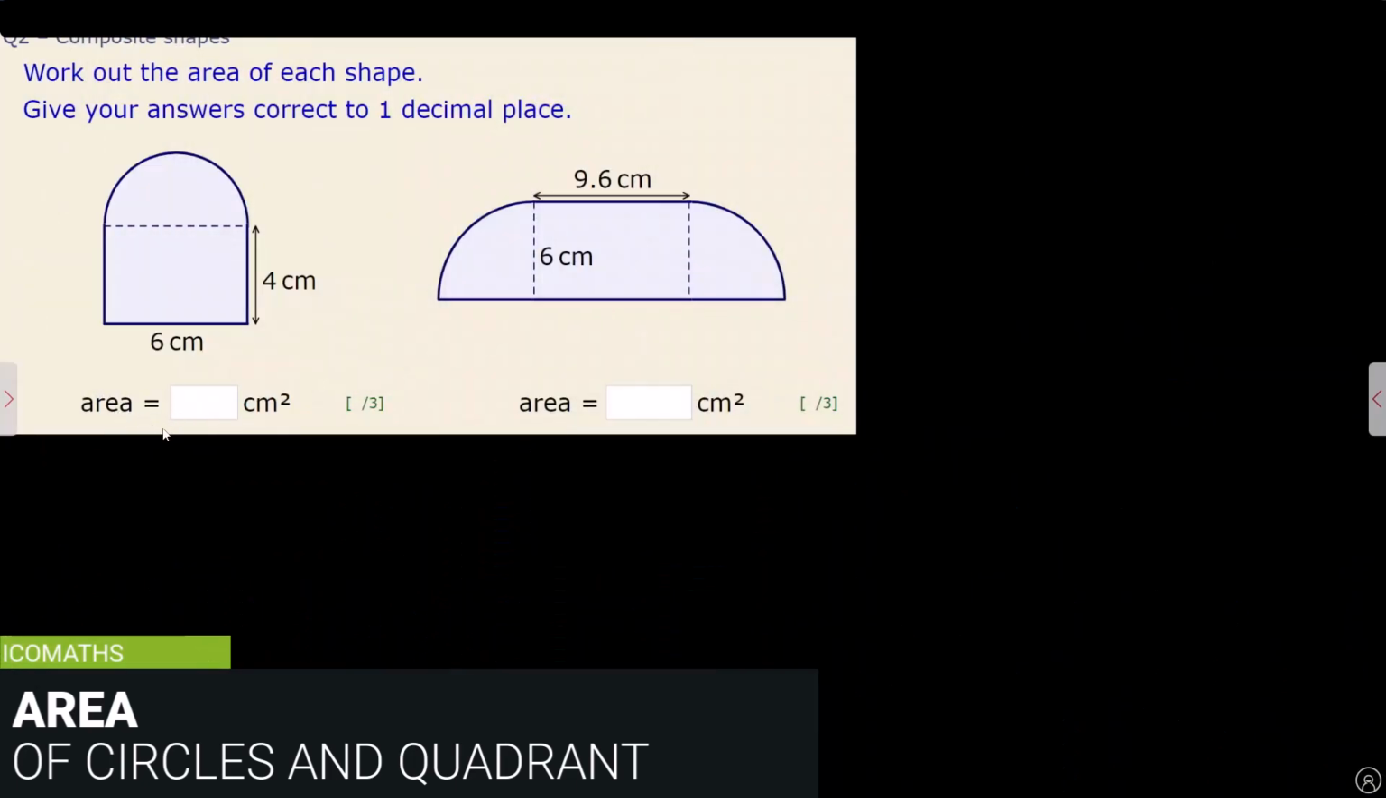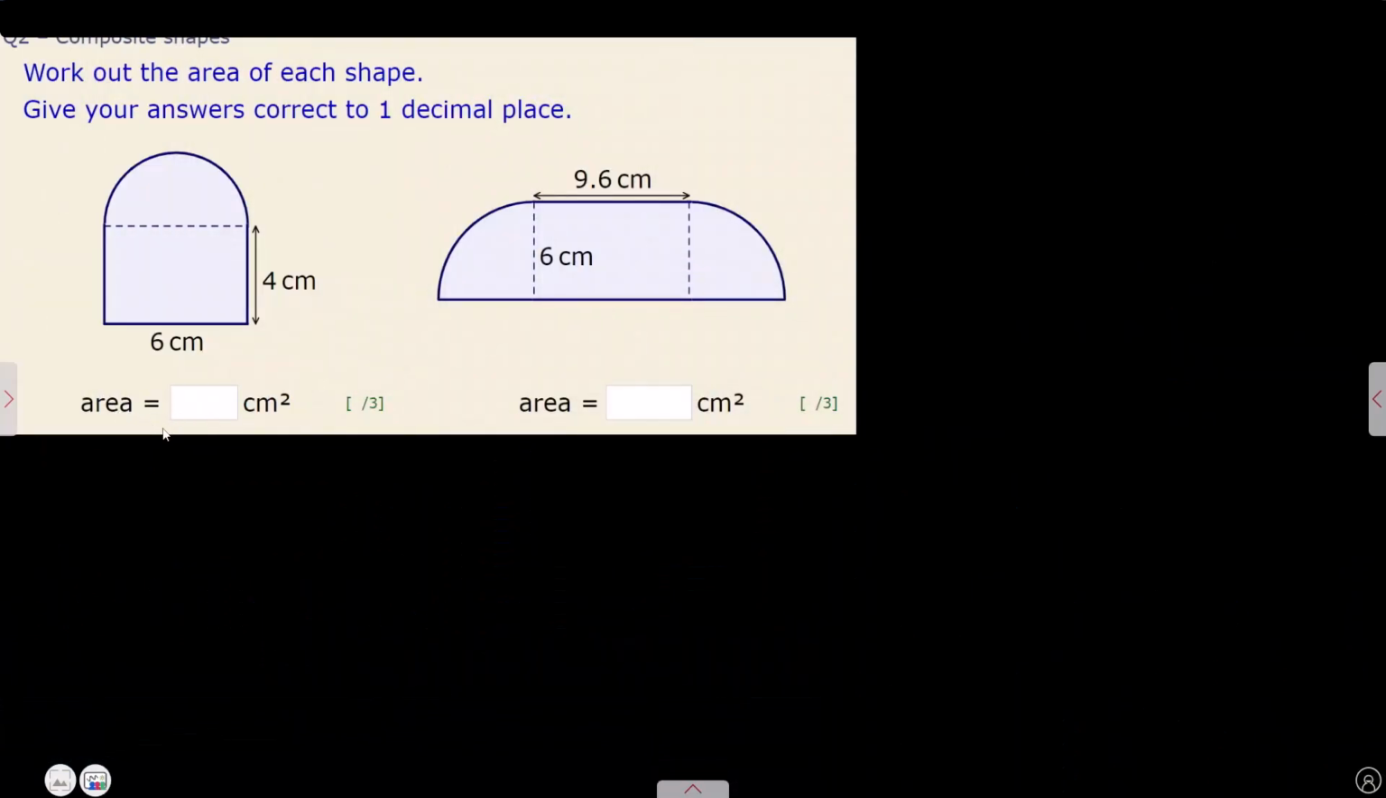Alright, so for this question, you need to work out the area of each of the shapes, and of course give your answer to one decimal place. Now the easiest way to begin is to look at this question. You have a compound shape, a rectangle at the bottom and a semicircle. To work out the area, you work out each of the rectangle and the semicircle and then add up your results. That should give you the area of this compound shape.